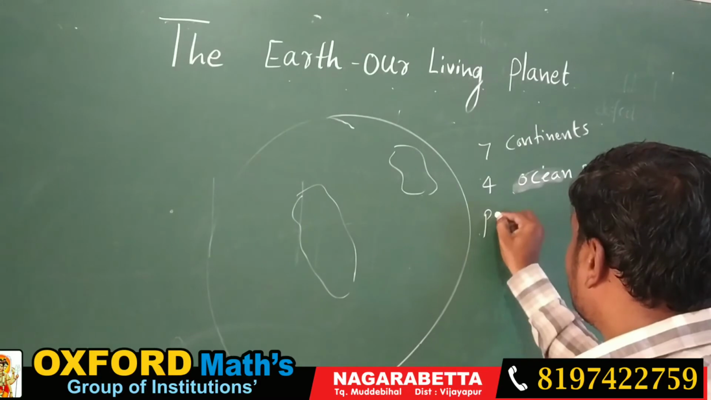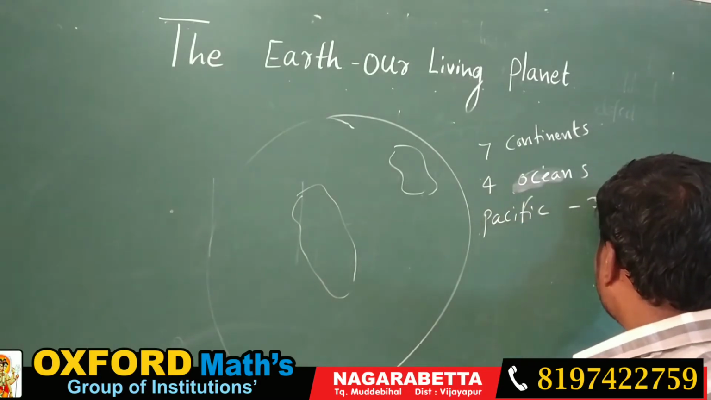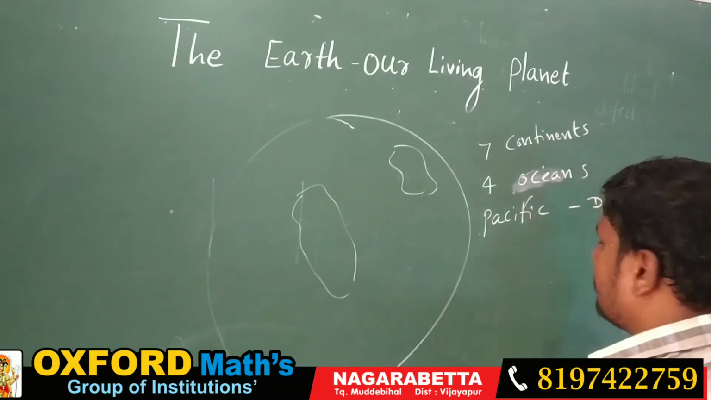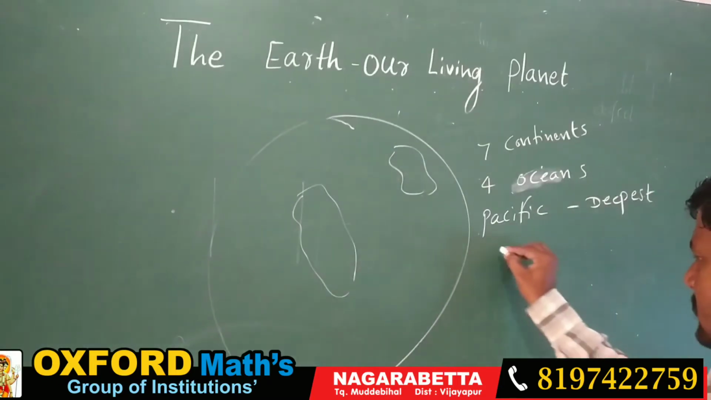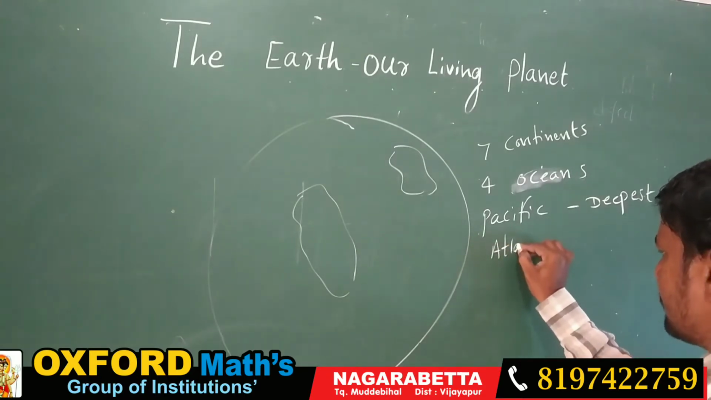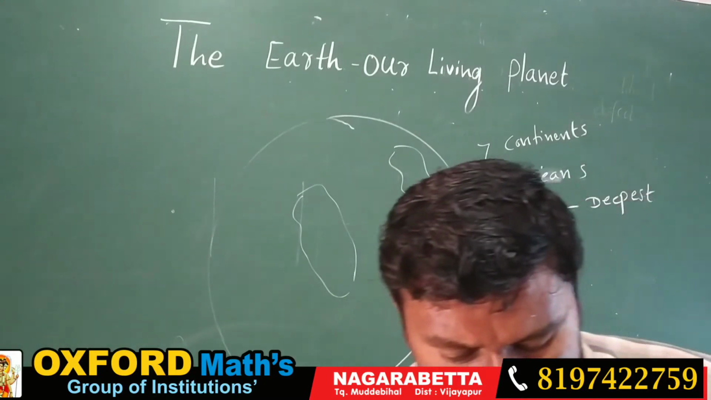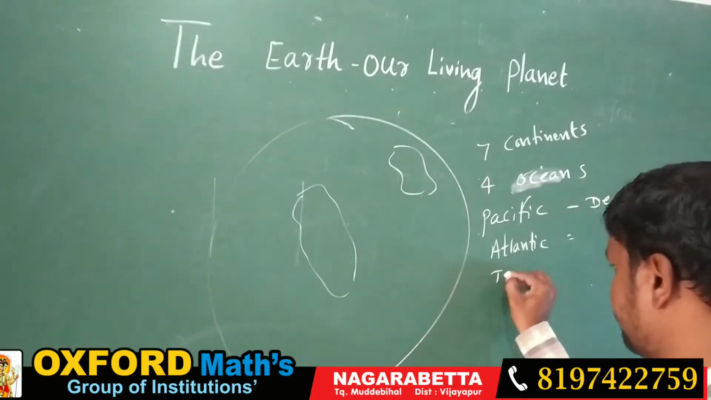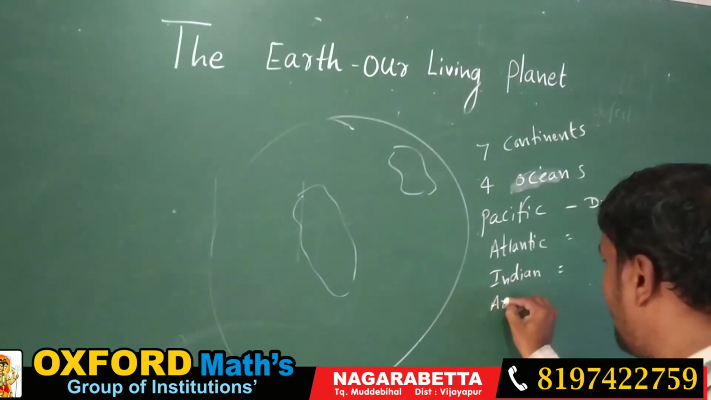Which is this one? One is the Pacific Ocean. It is the deepest ocean on the earth. And the next one is the Atlantic Ocean. Another one is the Indian Ocean, and the Arctic Ocean.